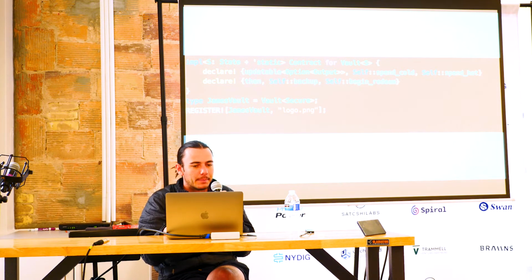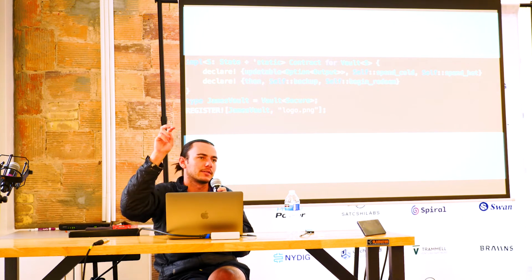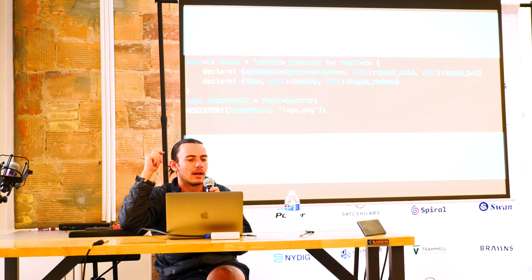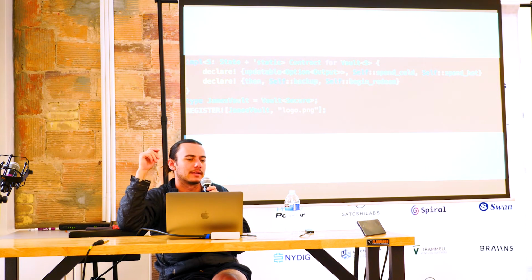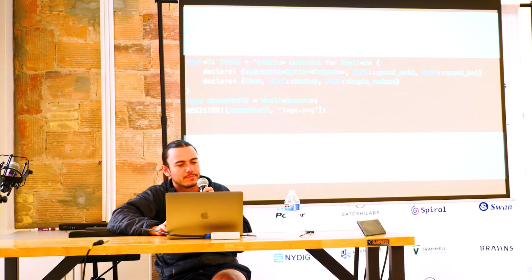And then we say that the vault we want to start with is the one that's in the secure state, or the locked state. Then we register it to the WASM interface with this register James vault, and it's got this handsome picture of James.